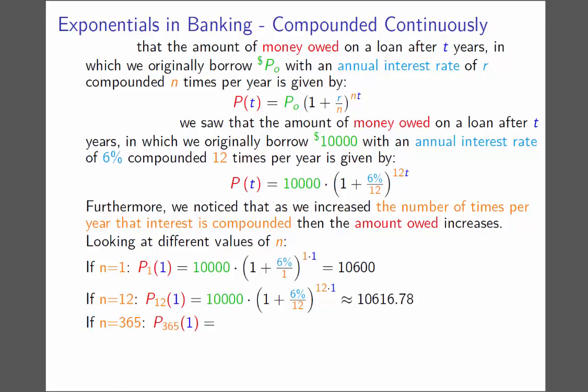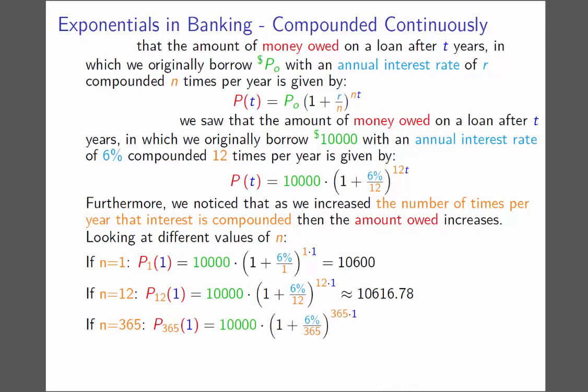Then the amount owed after 1 year is 10,000 times (1 plus 6% over 365) to the 365 times 1, which comes to roughly $10,618.31. It's increased a little bit from compounding every month.